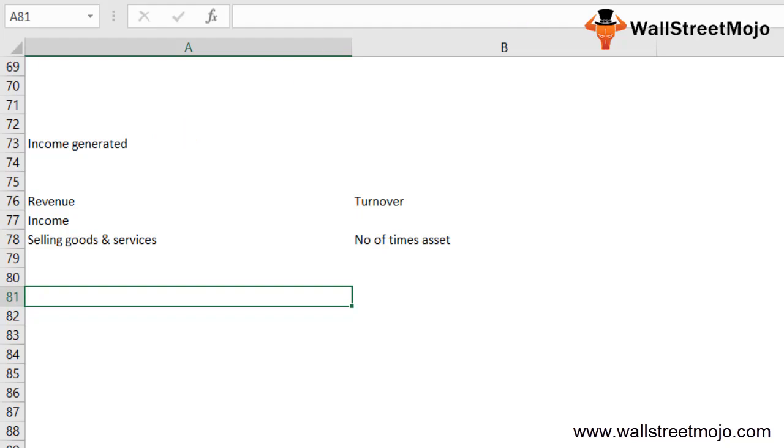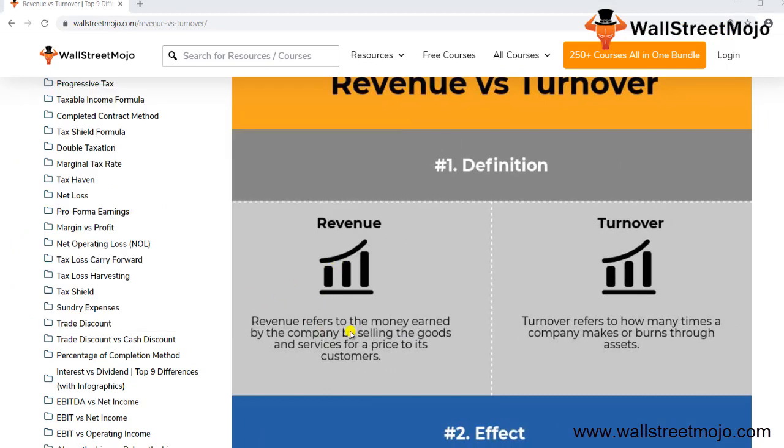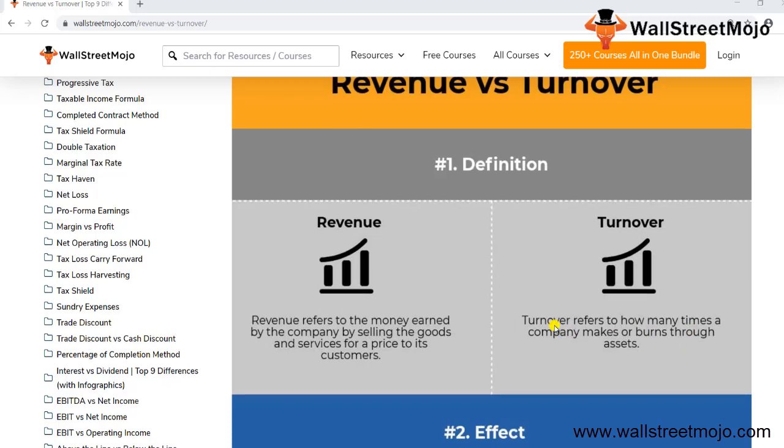Let's learn with the help of the infographics here. We will start with the definition first. Revenue refers to the money that is earned by a company by selling its goods or services for a price to its customers. Turnover refers to how many times the company makes or burns through its assets. As simple as that.